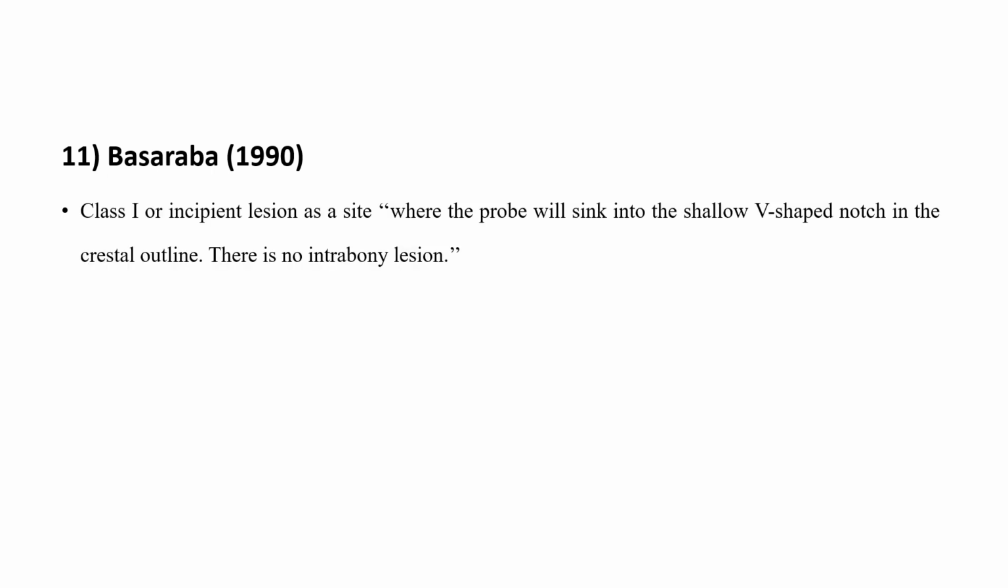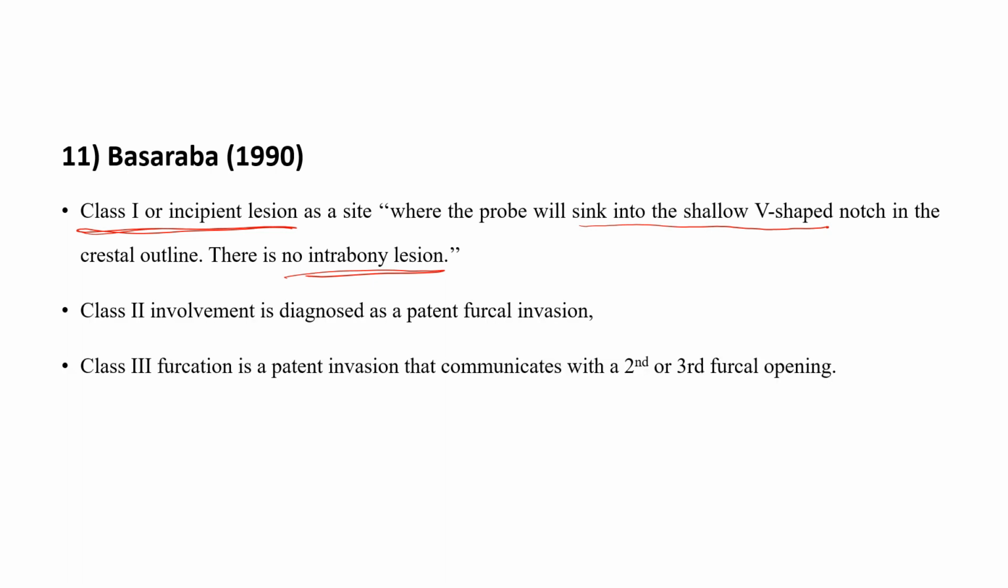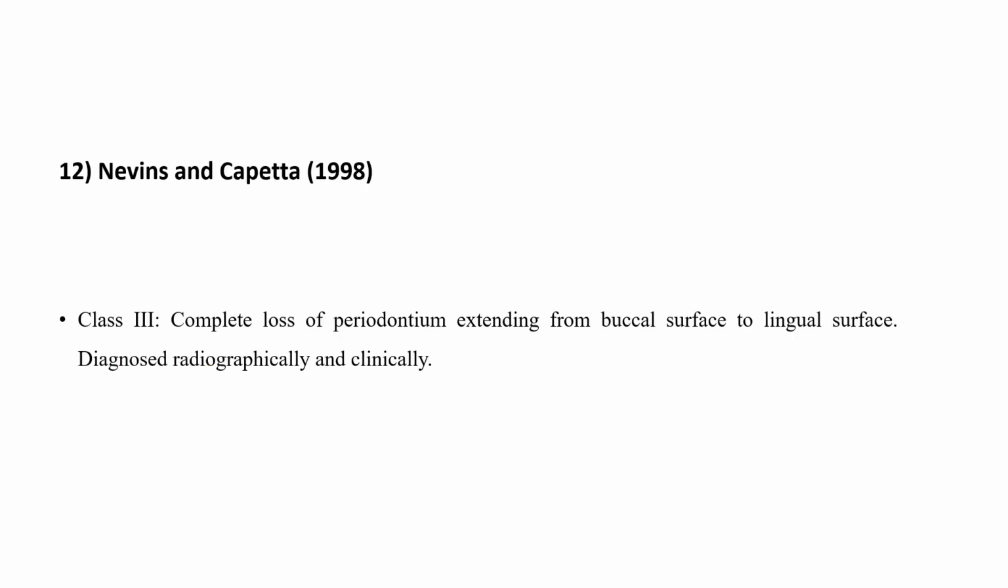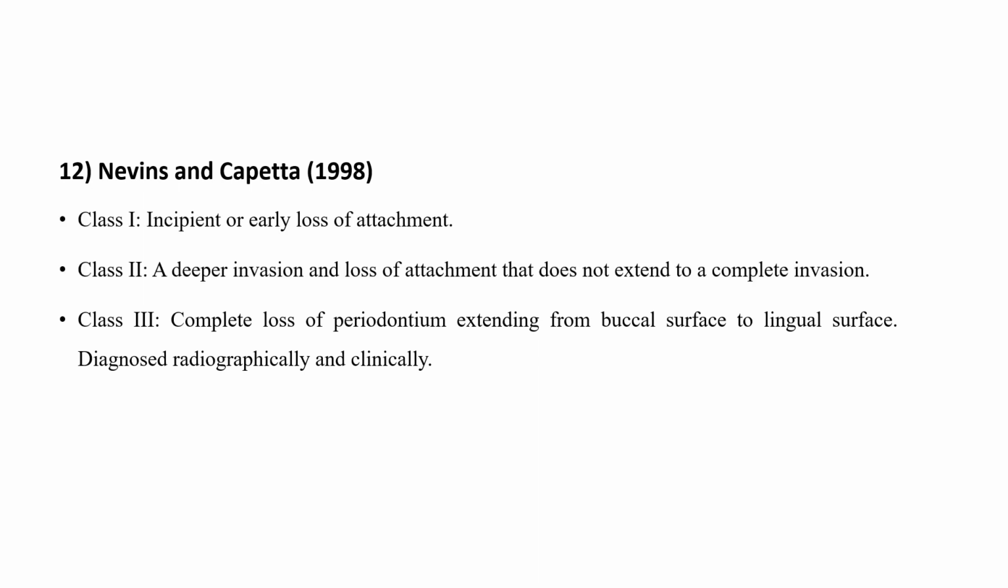Next was given by Basaraba in 1990, according to which class 1 or incipient lesion is defined as the site where the probe will just sink into a shallow V-shaped notch in the furcation area and there is no interbony lesion. Class 2 involvement is diagnosed as patent furcal invasion, meaning you can actually feel the probe going into the furcation area. And class 3 furcation is present when there is through and through communication between the second or third furcal opening.